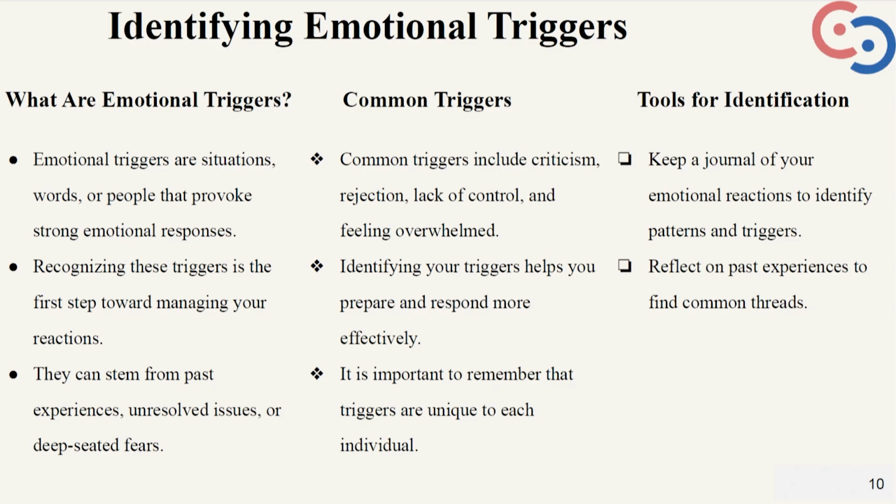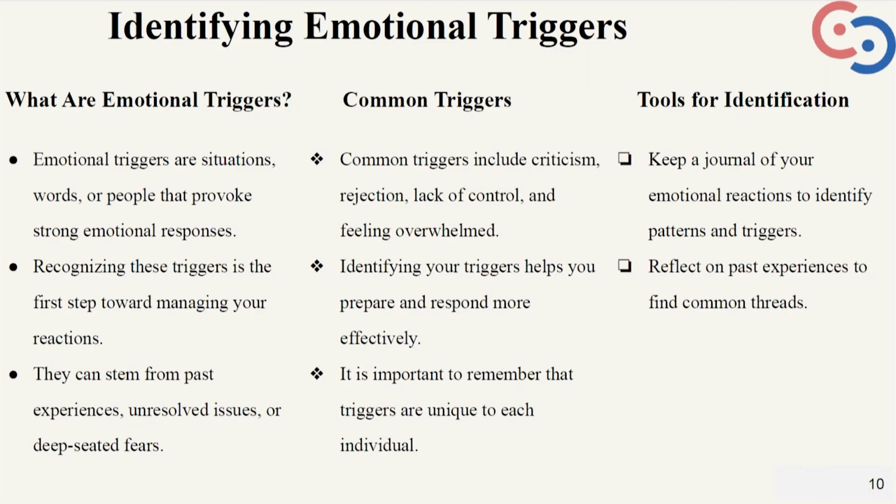These are emotional triggers. What are emotional triggers? Emotional triggers are situations, words or people that provoke strong emotional responses. Sometimes people can create a strong emotional trigger in your life. Some situations can, some words. Suppose you are talking with your friends for 1 hour, and within that hour you may feel absolute comfort. Then, after the discussion is over, you go to your home, your private space, where you realize that within that conversation there were 3-4 sentences which were very hurtful. That triggering thought, those triggering words will always be in your brain. That will trigger you, it can cause emotional triggers. And recognizing these triggers is the first step toward managing your reactions. They can stem from past experiences, unresolved issues or deep seated fears.